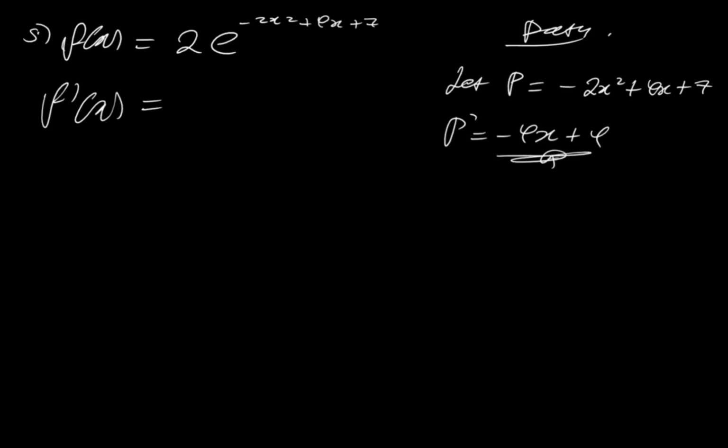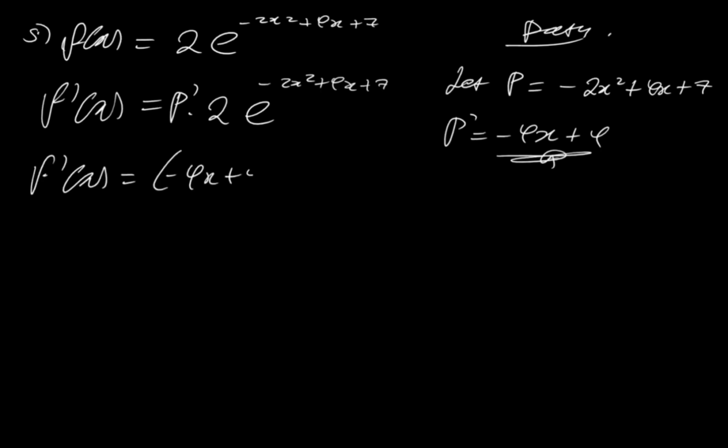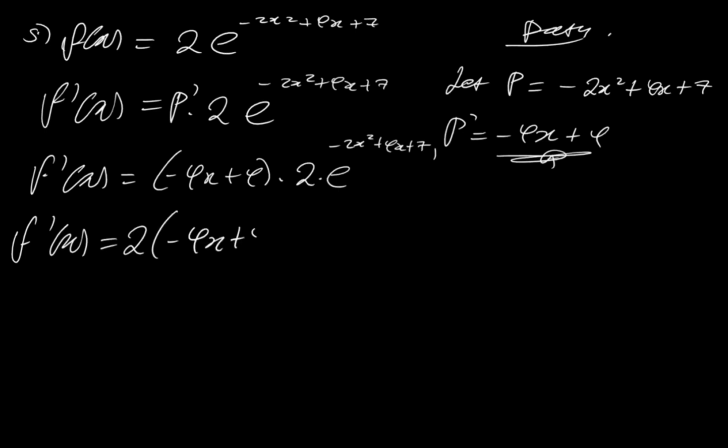Alright, so remember, the derivative of e to the something will always be the derivative of something times e to the something. So it's going to be p prime times 2 e to the something, which is minus 2x squared plus 4x plus 7. Then f prime of x will now be equal to this p prime. It's minus 4x plus 4 times 2 times e to the minus 2x squared plus 4x plus 7. Now, we can say f prime of x is equal to 2 multiplying negative 4x plus 4 times e to the minus 2x squared plus 4x plus 7.